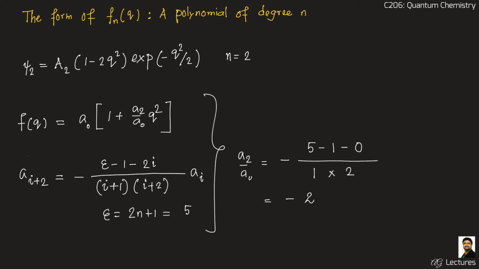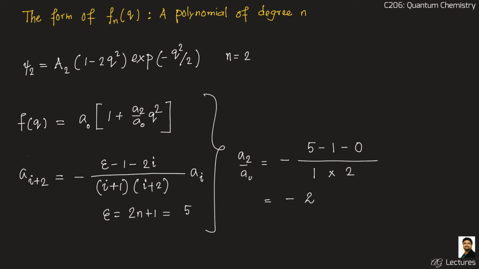And if we just use this particular formula for a particular value of epsilon, a particular value of n, we can find out any ratio of a i plus 2 by a i, and you can keep on doing this series. This is very simple, and this a0, as I have already told, this constant is not determined yet. This particular constant is going to be absorbed into the overall normalization constant, and we have to do the normalization as the next step.